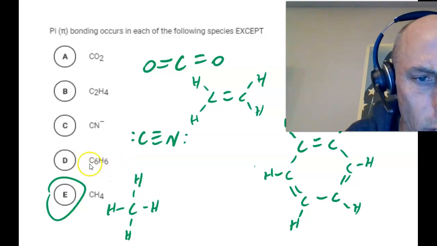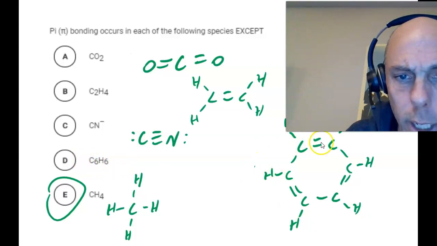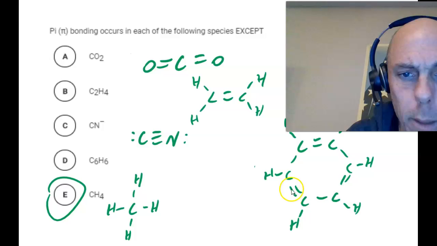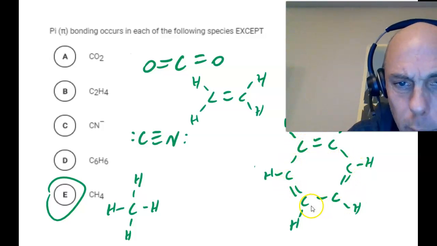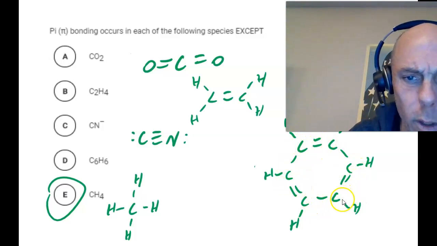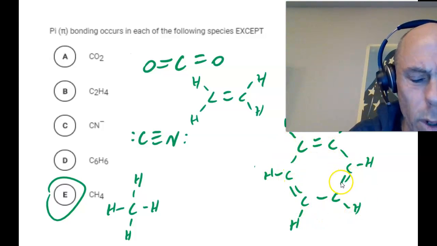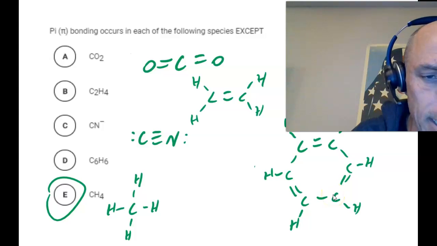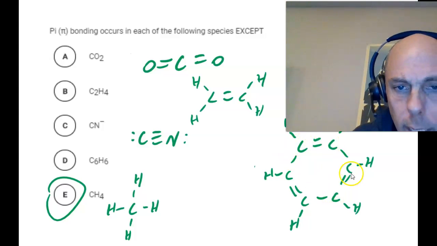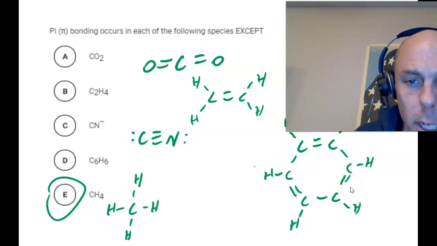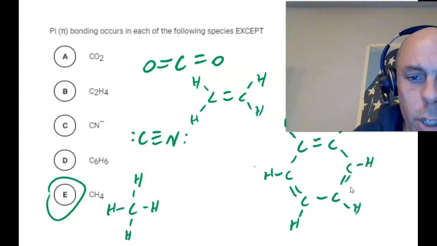C6H6, by the way, is called benzene. It's this molecule over here. We saw it in our group problems. It's a 6-carbon ring with alternating double and single bonds. We may talk about it more if we get to organic chemistry, but it's worth recognizing the structure of benzene. Again, C6H6 is benzene, 6 carbons in a ring, alternating single and double bonds, and then each of the carbons has a hydrogen coming off of it.